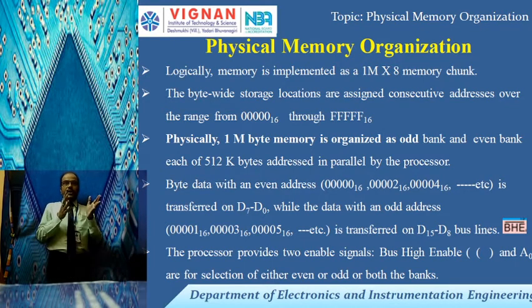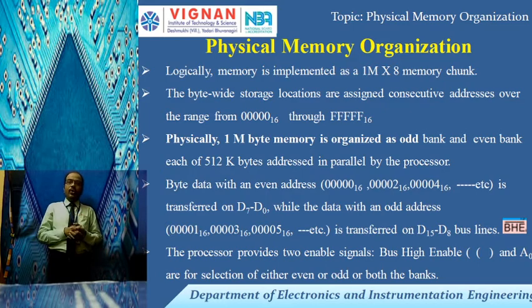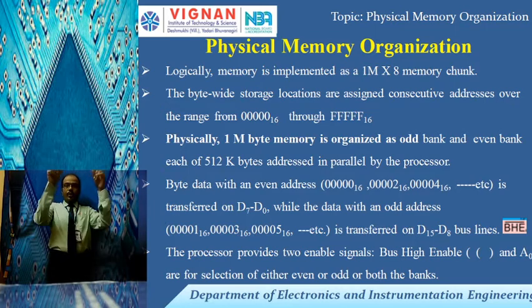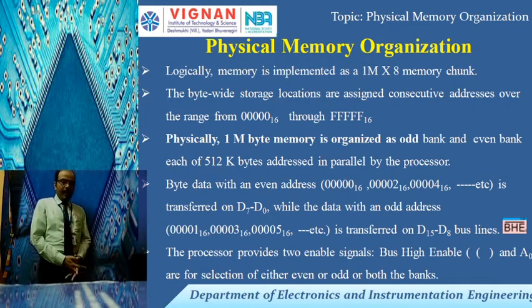In the previous case we said it is a single 1 megabyte, that is 1 megabyte by 8, meaning each location can store 1 byte, that is 8-bit data. But physically this 1 megabyte is available as two 512K byte banks. We call them two separate banks: one is called the odd bank, the other is called the even bank.